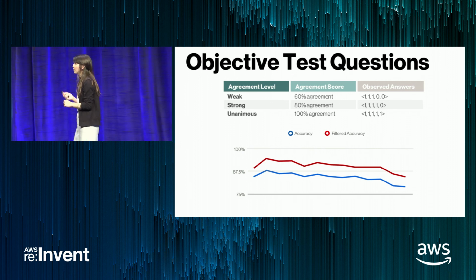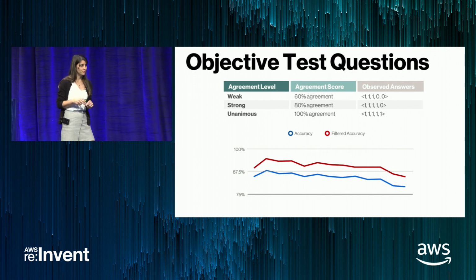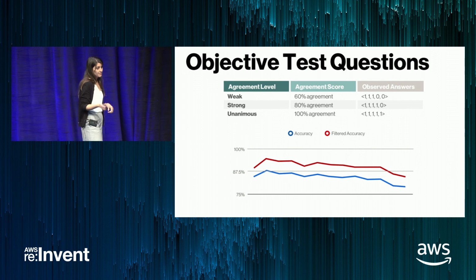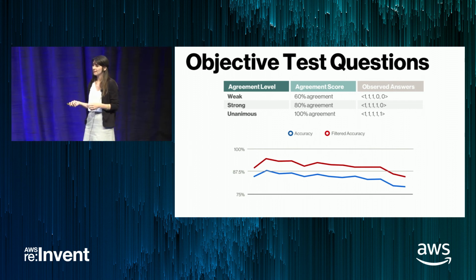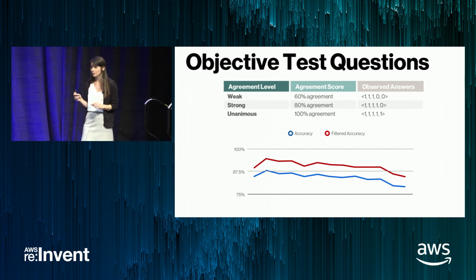And to prove the effort would be worth it, we categorized the agreement level of 5 different internal employees on a ground truth data set into weak, strong, and unanimous data points. And we compared the crowd's accuracy to the entire data set, as well as the crowd's accuracy to just the strong and unanimous agreement points.